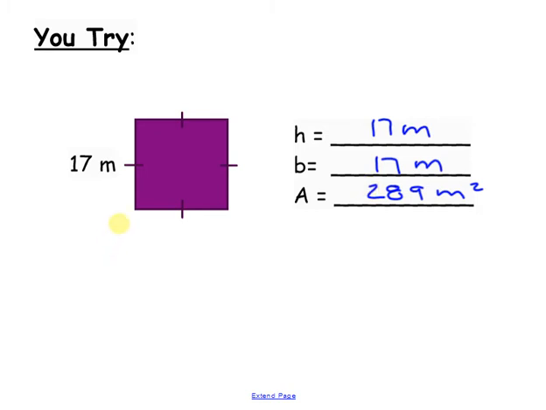The answer to the first one is going to be 289 meters squared. Because this is a square, all the sides are 17, and it is base times height. Go ahead and move on to the next one.